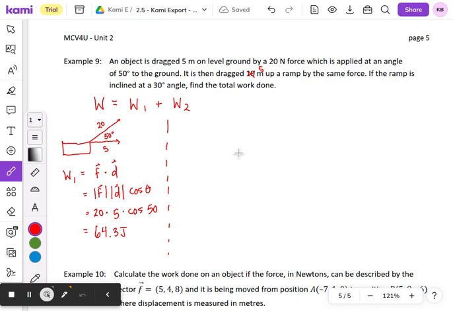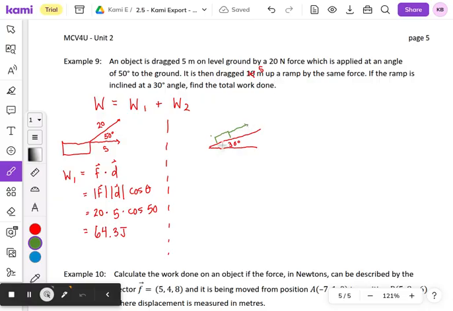So now let's draw the diagram. This is going to be a little bit trickier to draw, because now you're shifting to a ramp. That's not very 30 degrees. Let's say our ramp is like this, and it says our ramp is 30 degrees. Now, when I draw my box, my object, it's going to have to sit on this ramp. Okay, so my displacement is no longer horizontal. It follows the same angle as the ramp.